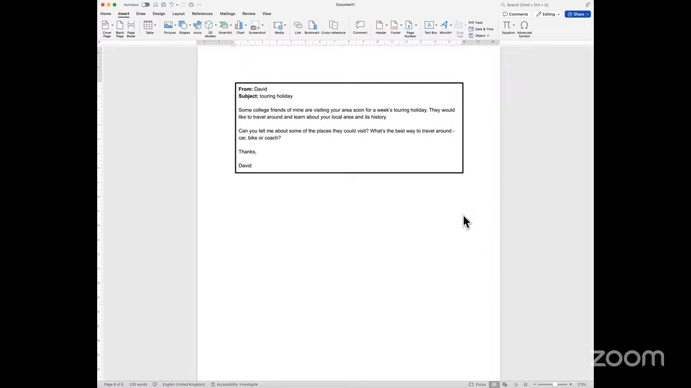That means between 175 to 200 words for a letter or an email, and, for example, 200 to 250 words for an article or report.